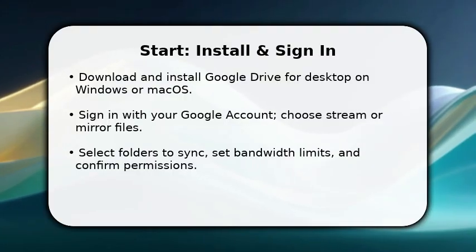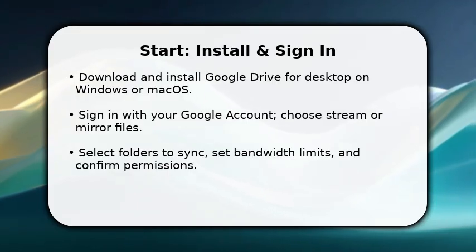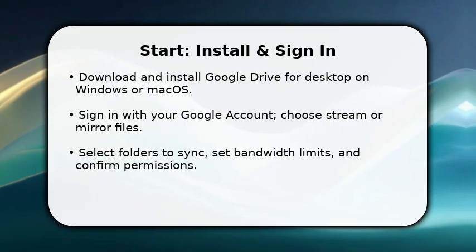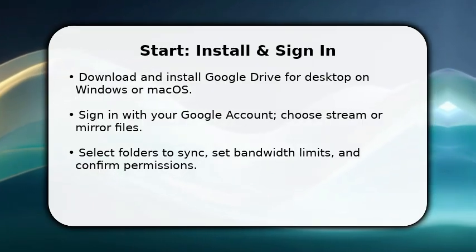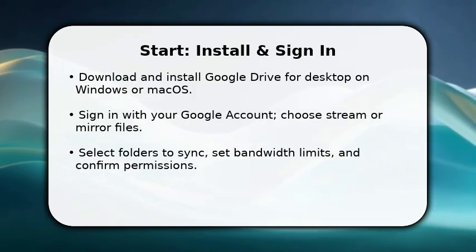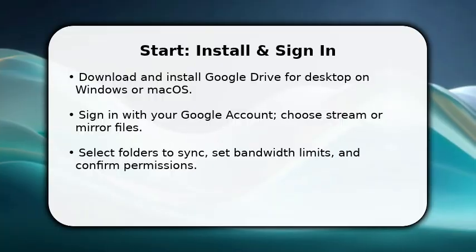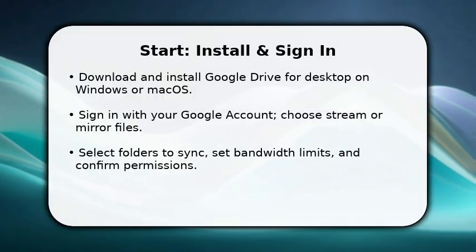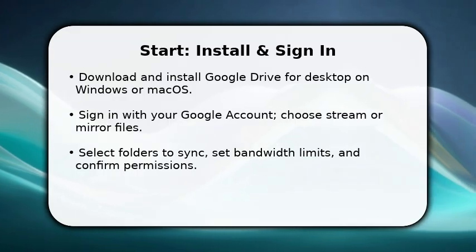You'll begin by installing Google Drive for desktop and signing in with your Google account. Choose between stream files to save disk space or mirror files to keep local copies. Once signed in, grant system permissions so Drive can access folders and run at startup. Make sure to pick which local folders you want synced and optionally set bandwidth limits.